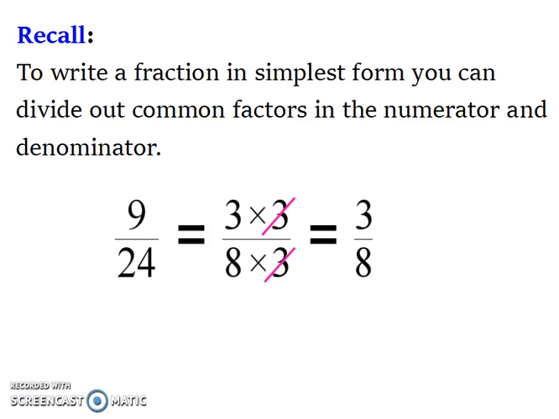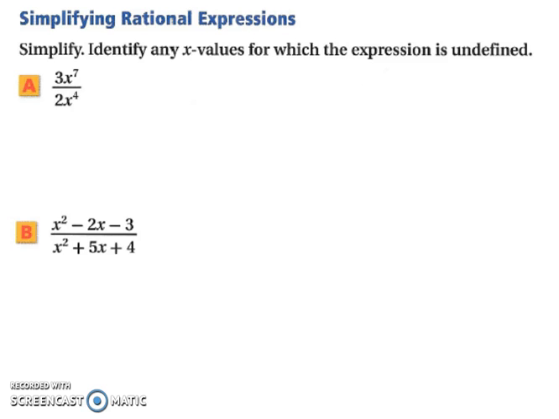Recall, to write a fraction in simplest form, you can divide out common factors in the numerator and denominator. So say we had 9 over 24. That reduces to 3/8, and to do so we would divide the top by 3 and the bottom by 3. Well, that common factor is 3. So now let's try simplifying rational expressions.